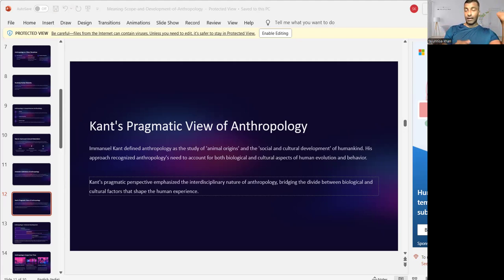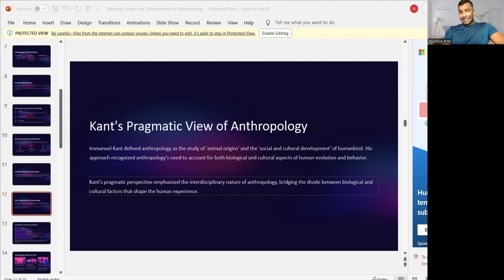Cultural and biological. So effectively, if you look into all these, what we are saying ultimately is that it is multidimensional. It is integrated. It is a holistic understanding compared to any other subject which exists at this point of time.